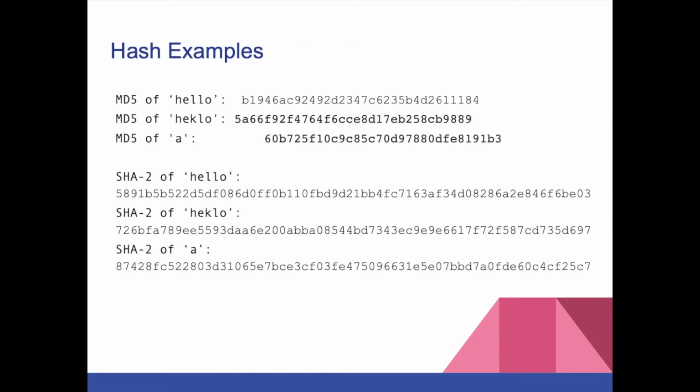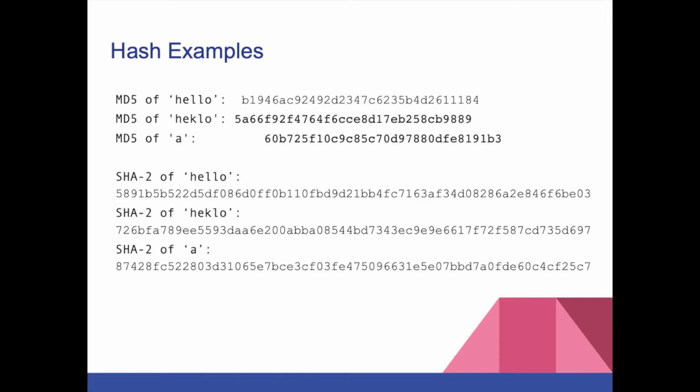Here are some example hashes. If we run the text hello through the MD5 algorithm, we get the output shown at the top. If we change just one letter in the input, say changing an L to a K, we get a completely different hash as shown in the second example.